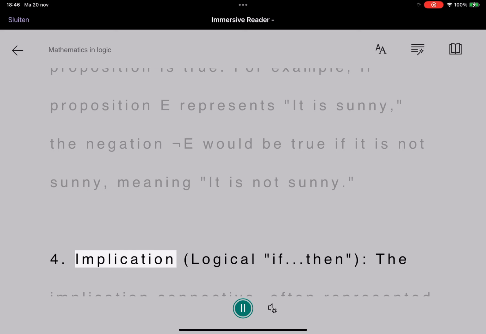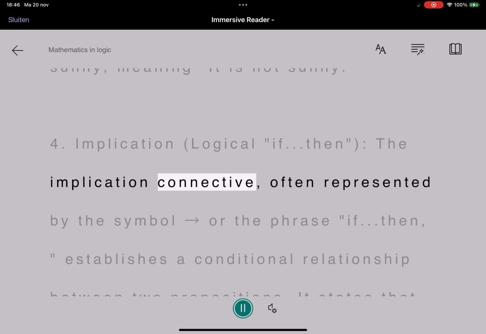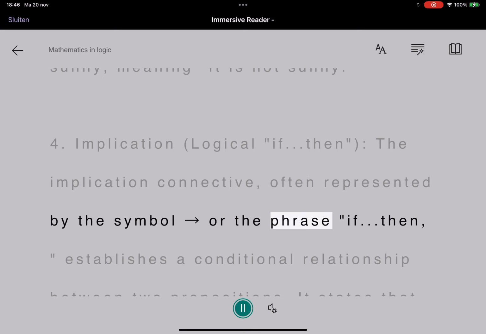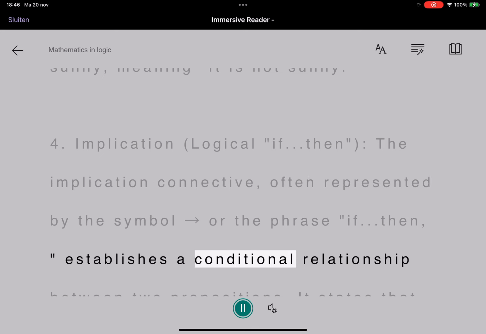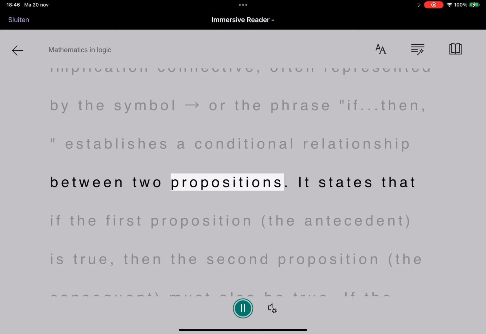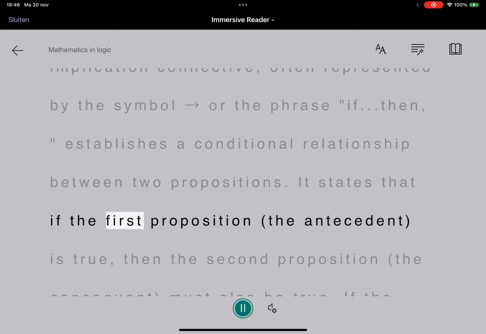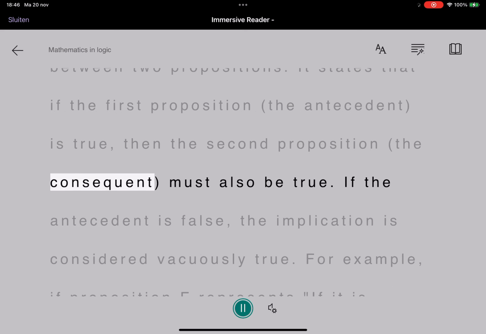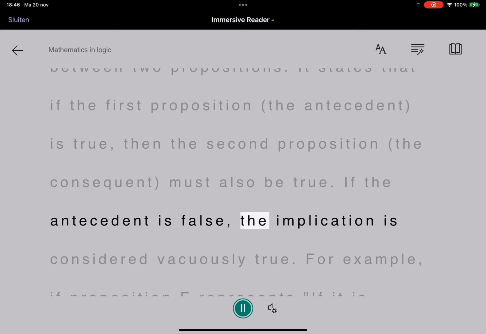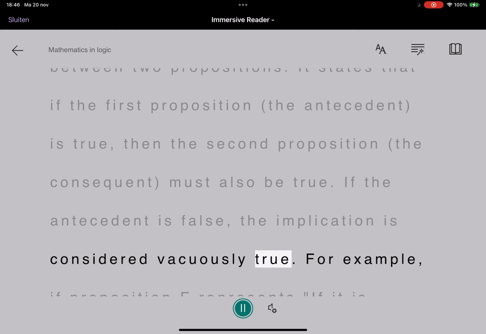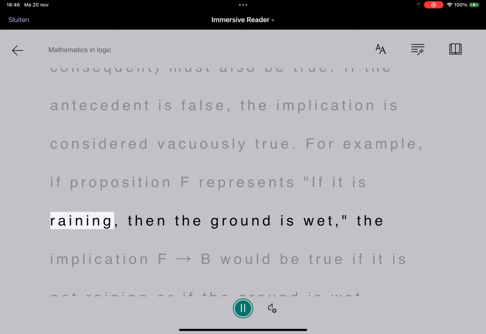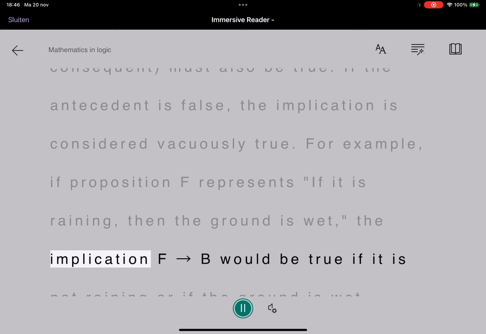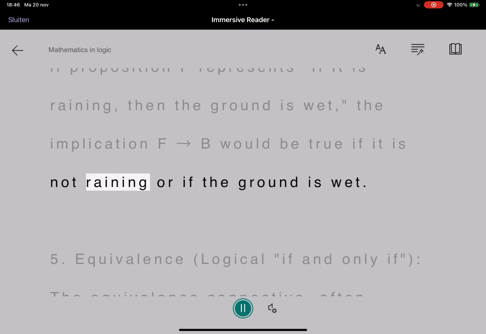4. Implication, logical if-then. The implication connective, often represented by the symbol → or the phrase "if, then", establishes a conditional relationship between two propositions. It states that if the first proposition, the antecedent, is true, then the second proposition, the consequent, must also be true. If the antecedent is false, the implication is considered vacuously true. For example, if proposition F represents "it is raining" and proposition G represents "the ground is wet", the implication F → G would be true if it is not raining or if the ground is wet.